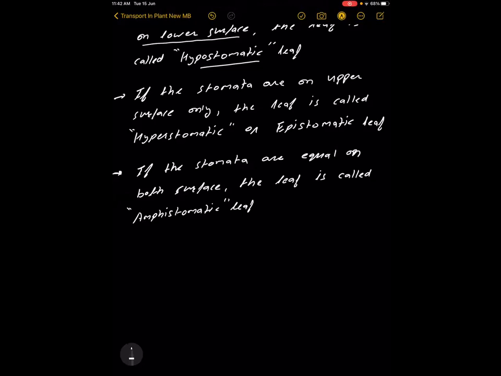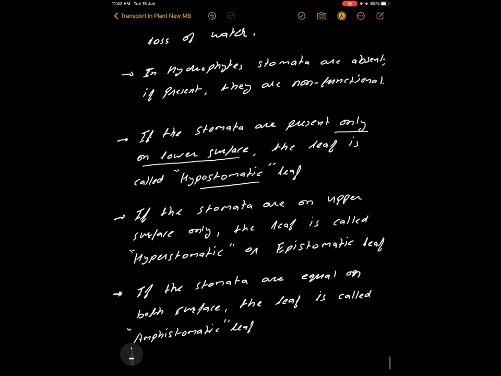Hypostomatic means stomata are on the lower surface. Epistomatic means stomata are on the upper surface, and amphistomatic means both surfaces have an equal number of stomata. Different examples are there, but they are not important. The terms are important here.